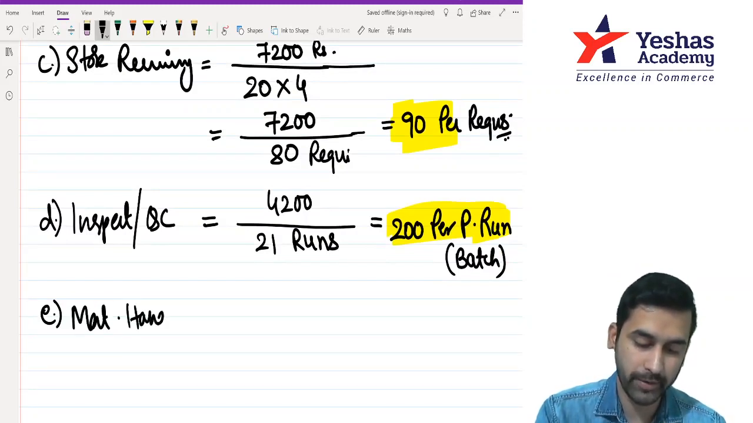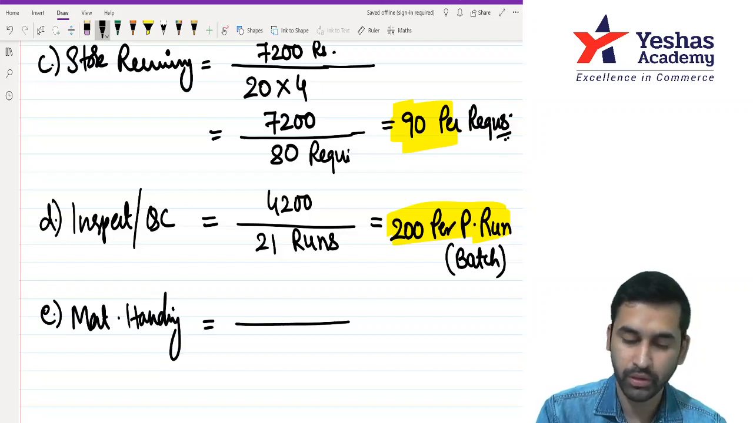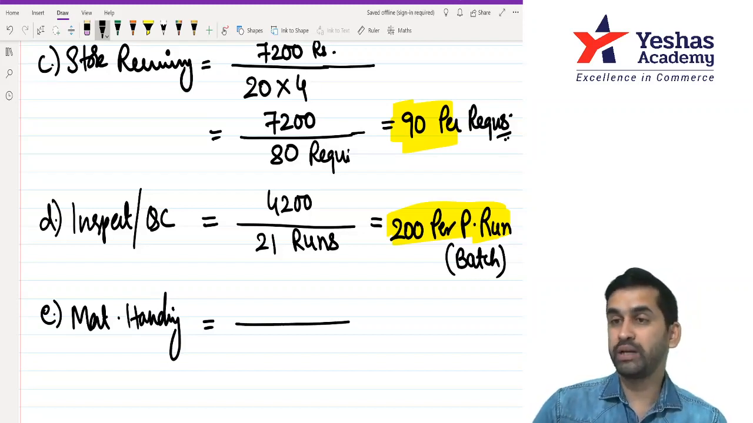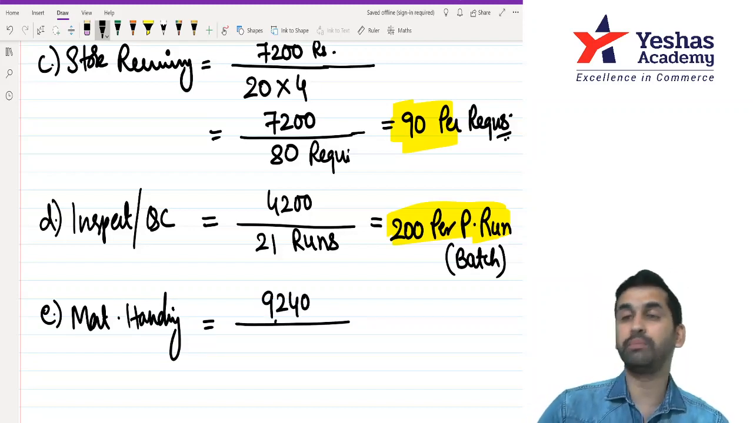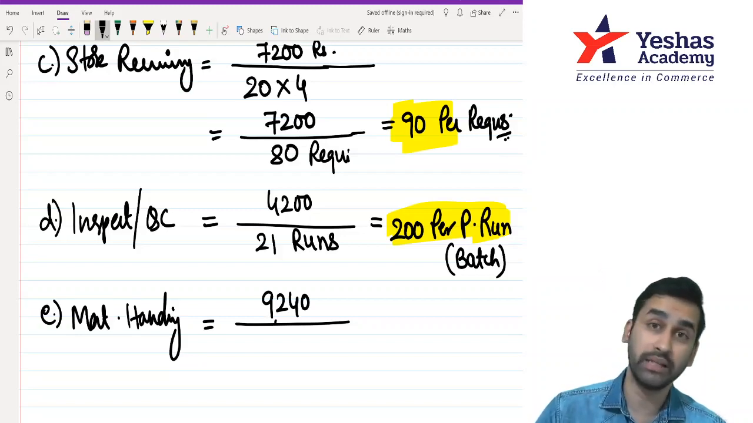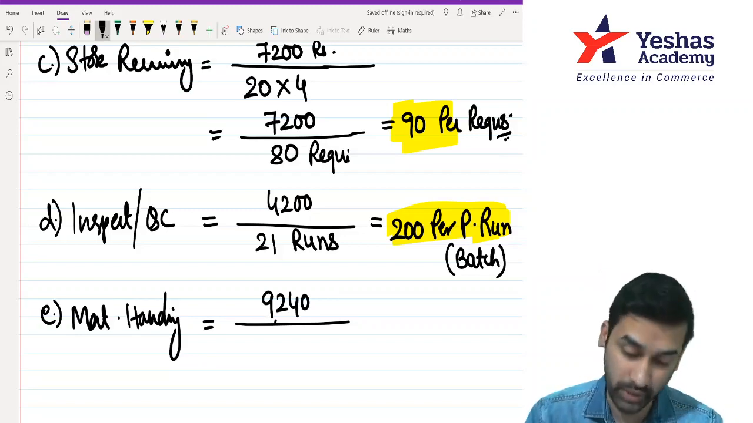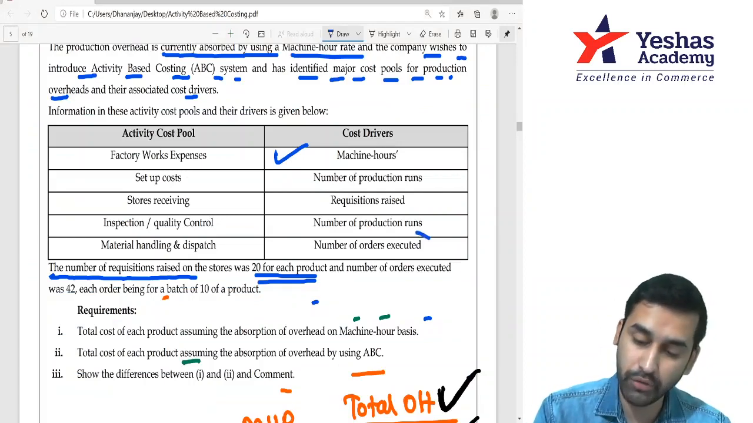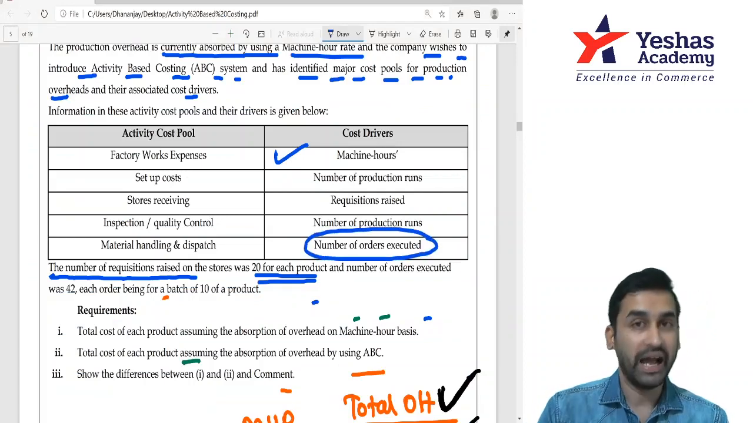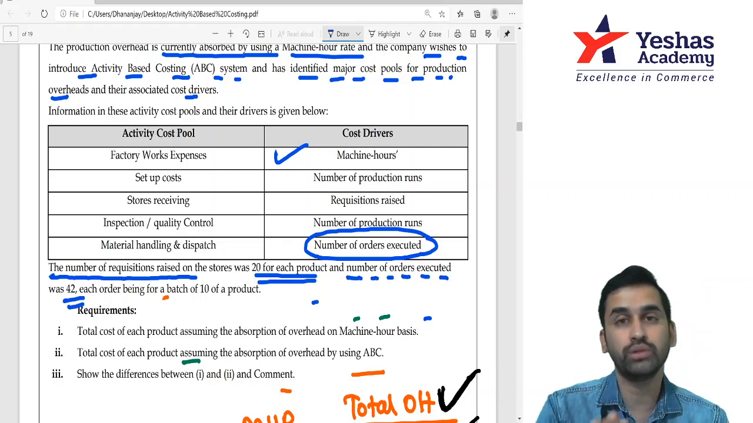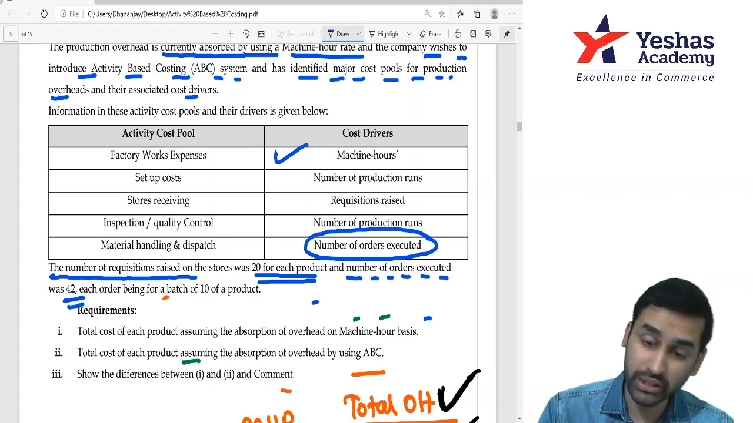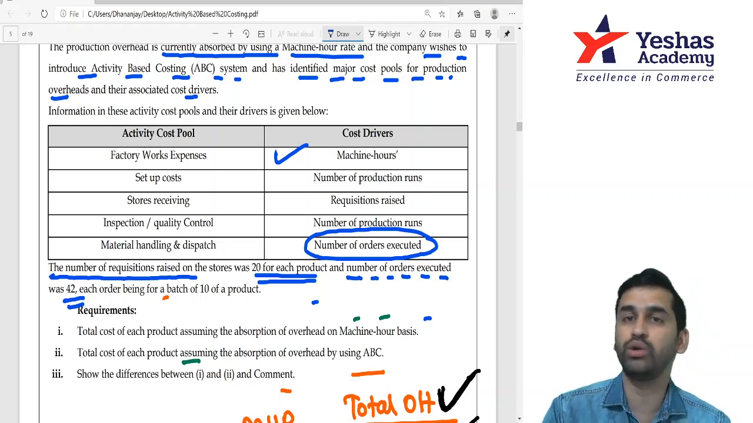Material handling cost. Sir, numerator, second table we have, sir, 9,240. Okay, perfect. Sir, denominator depends on third table. In third table they are saying, sir, number of orders executed. Yes. How to calculate number of orders executed? Either read the question properly. They have already given after the third table number of orders executed is 42. So take 42 directly.